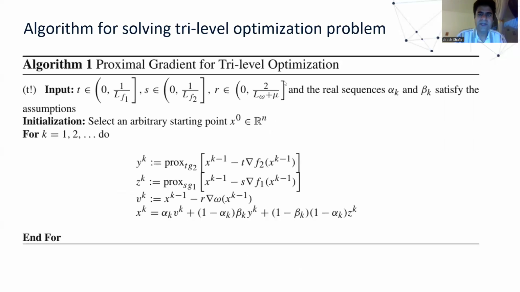Our algorithm is like this. We can make the proximal gradient for tri-level. We have four generated sequences, yk, zk, nu-k, and xk. And xk is a linear combination of these three sequences.